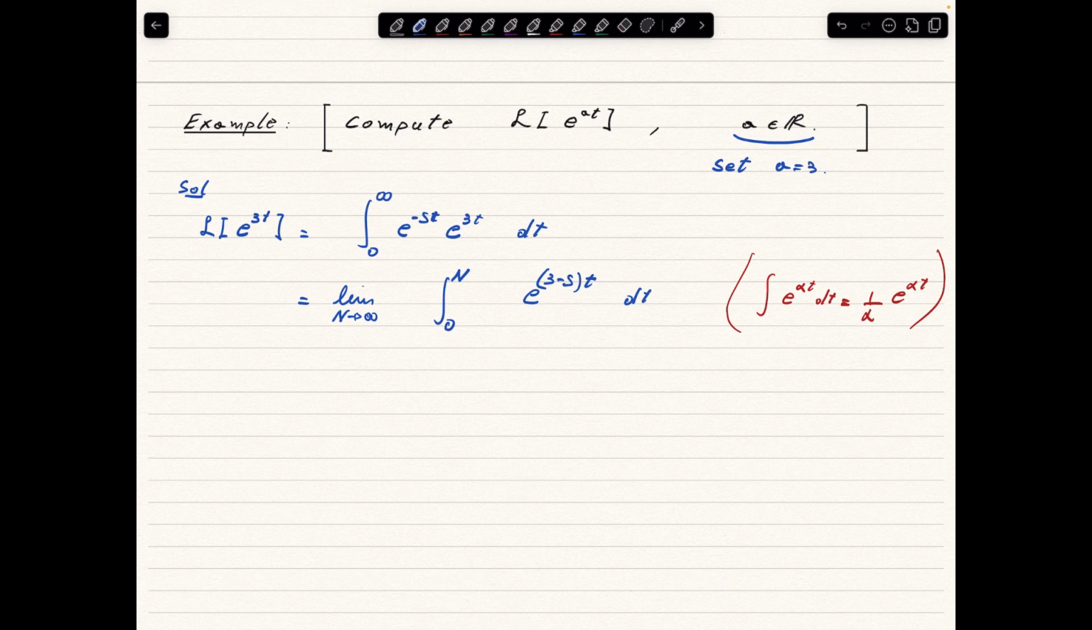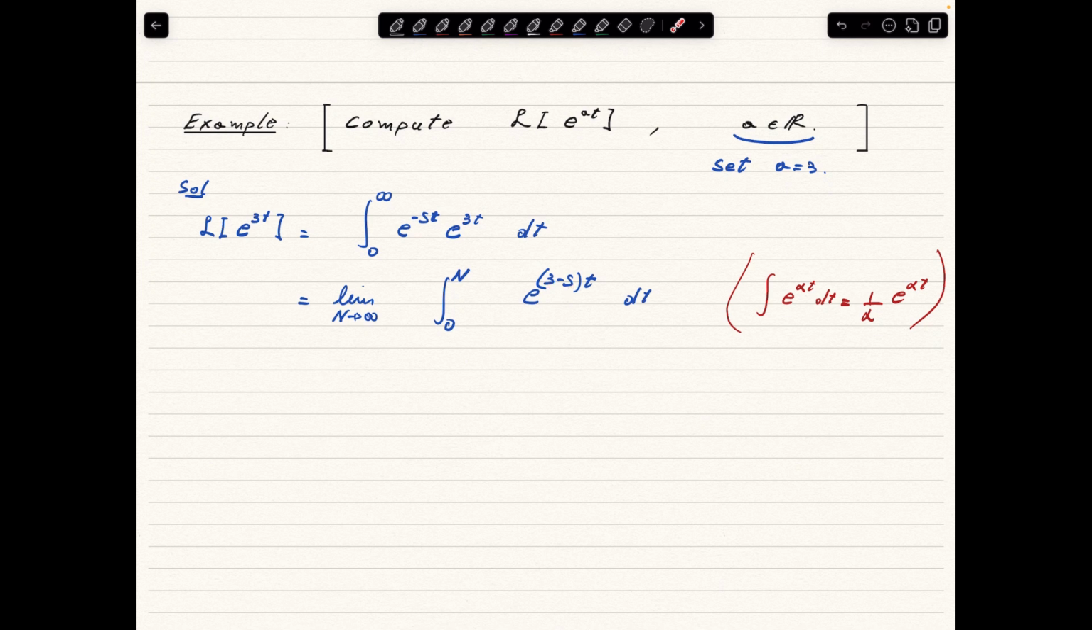But before we use that, notice, if we want to use this formula, we need to divide by this coefficient, but this coefficient could be 0 if we for some reason choose s equal 3. If we choose s equal 3, this coefficient is 0 and we cannot do this integral. So we need to consider the case s equal 3 first.